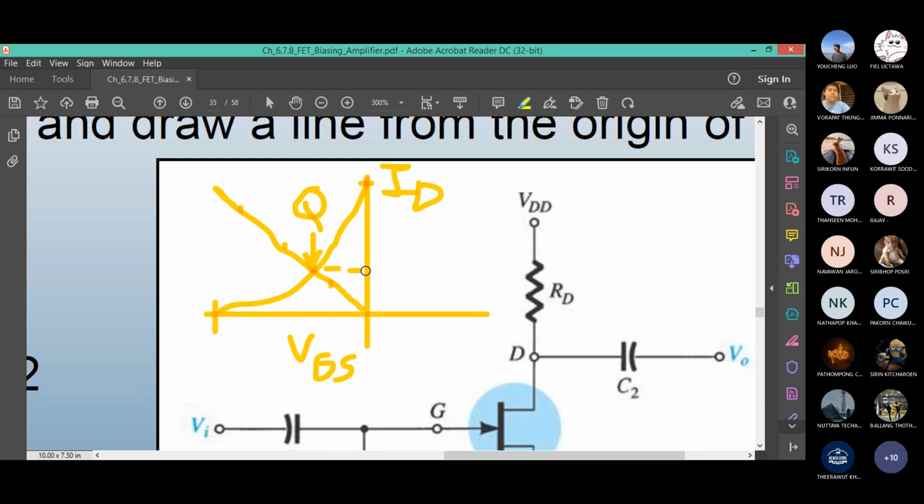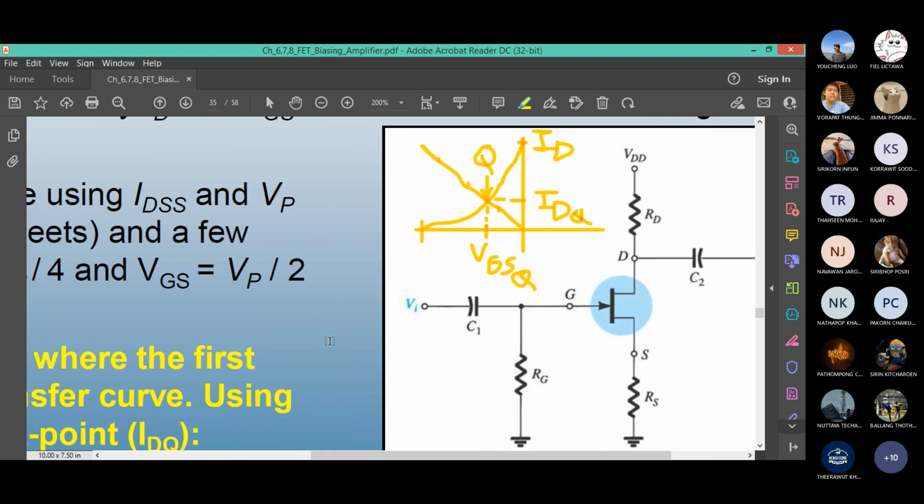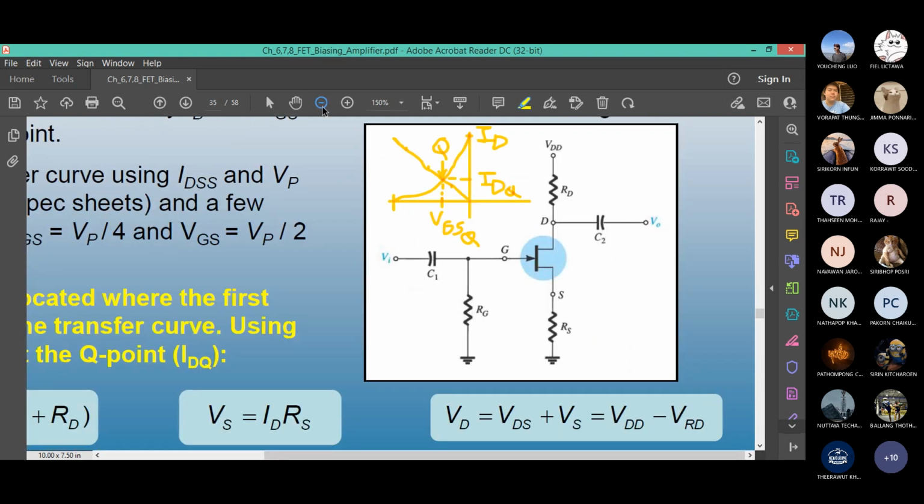And now you project a line from Q point. This is the operating drain current. This is the actual current that is flowing. So this we will write IDQ. And if you project a voltage here, project on the voltage, this is VGSQ. And then you have to use the operating point values of voltage and current in order to calculate everything. Any questions?